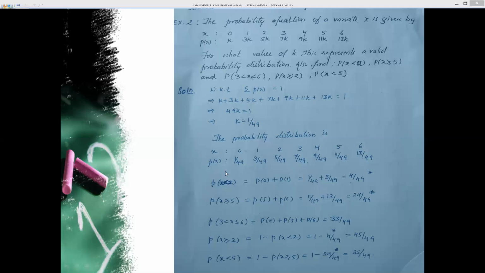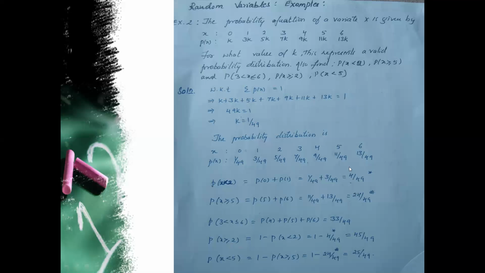The probability that x is greater than or equal to 2. Next one. Greater than or equal to 2. You have to consider 2, 3, 4, 5 and 6. So all these values you can add, or else you can write it as 1 minus probability that x is less than 2. You know that the sum of all the probabilities is 1. So instead of adding all these, we can write 1 minus the sum of the probabilities when x is equal to 0 and x is equal to 1.